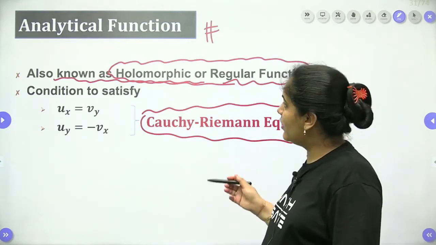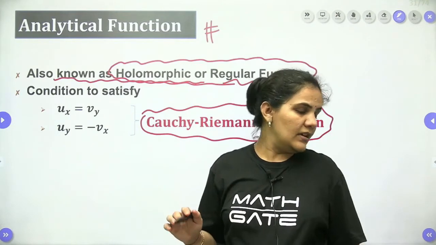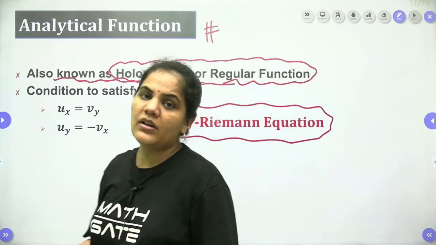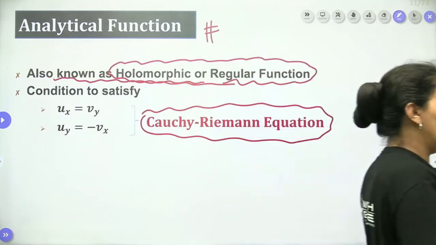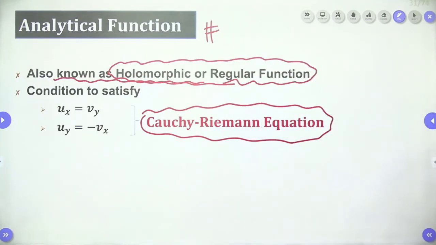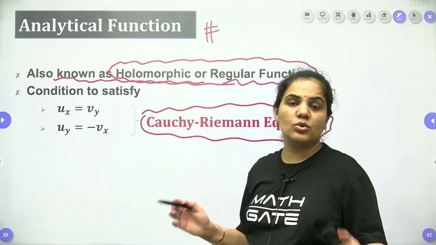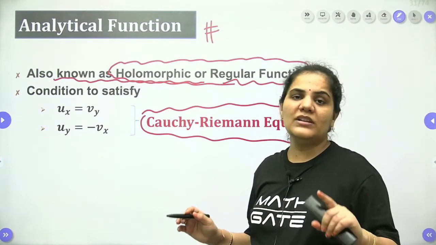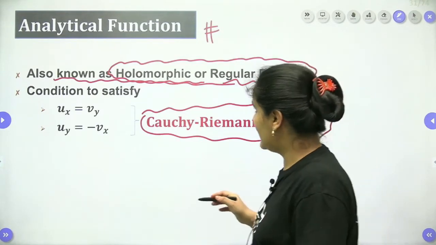So analytical, holomorphic, or regular functions are the same. Clear? Analytical, holomorphic, or regular functions are the same, right? Any function is said to be an analytical function if it satisfies the Cauchy-Riemann equation; only then will it be an analytical function, otherwise it's not. Now what is the Cauchy-Riemann equation?